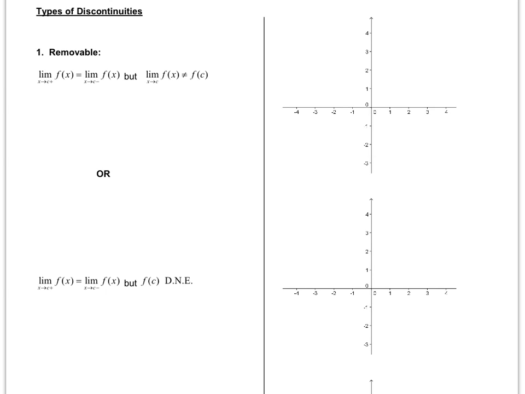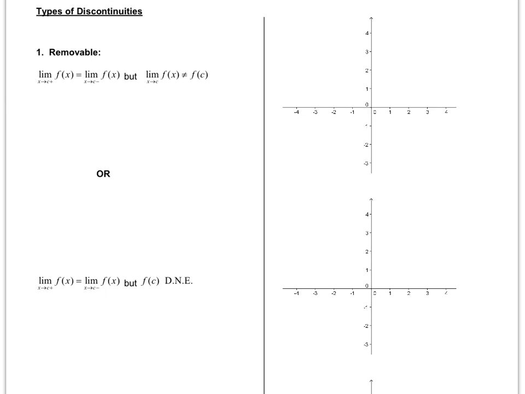So let's walk through the notation here. For a removable discontinuity, you're going to have the limit as x approaches c from the right of f of x equal the limit as x approaches c from the left. However, the limit is not going to be the same as the function value. So this is the first type of removable discontinuity we're going to talk about.